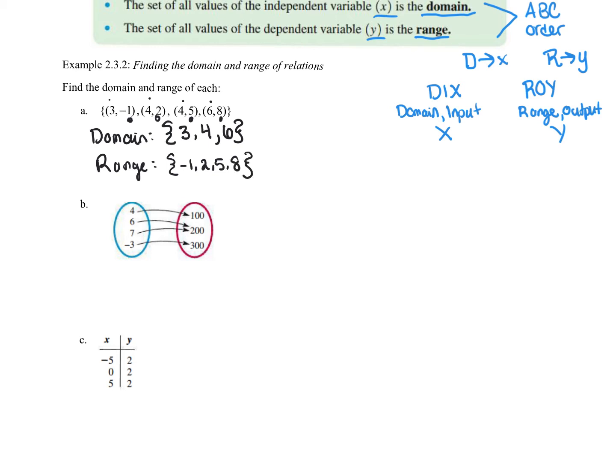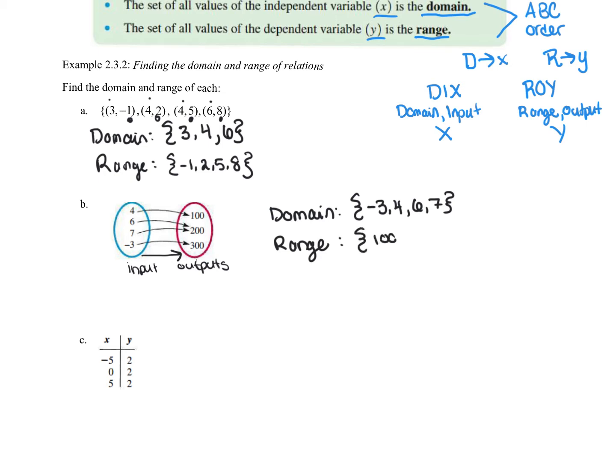For the next one, these are the things I'm plugging in. These are the inputs, and they're going to the outputs. So my domain is my inputs, my x's. Good rule of thumb is to write them in numerical order. So the -3 at the bottom, -3, 4, 6, 7. My range is the outputs or the y's. 100, 200, 300.